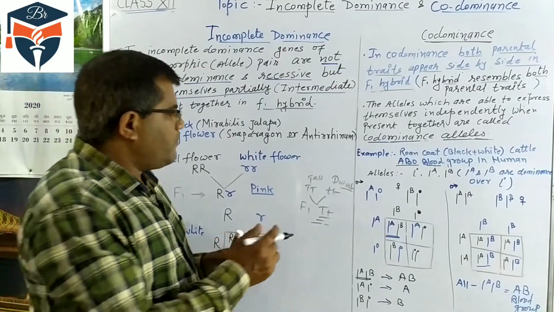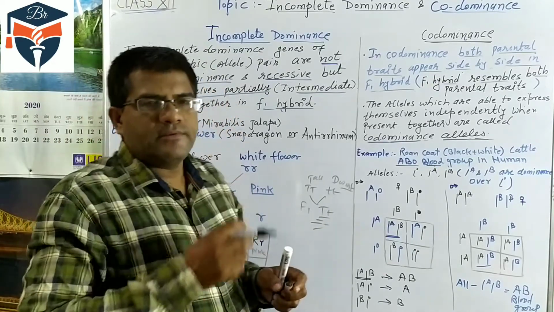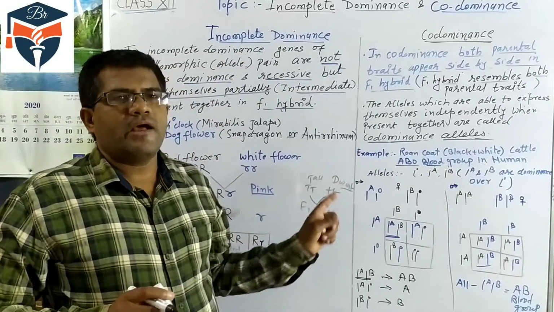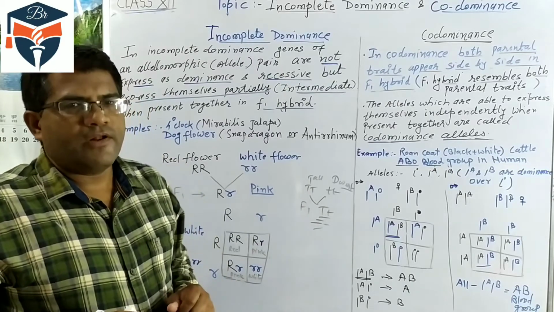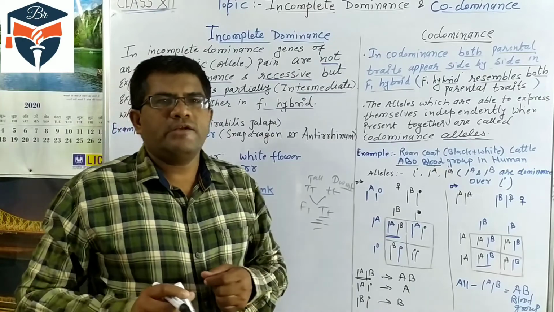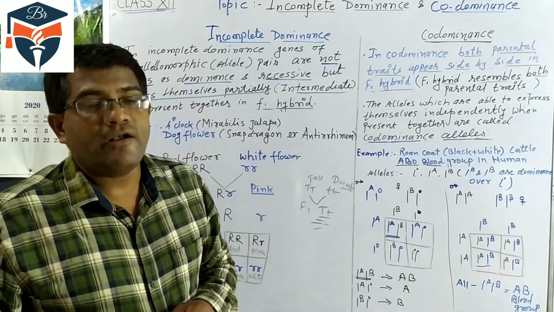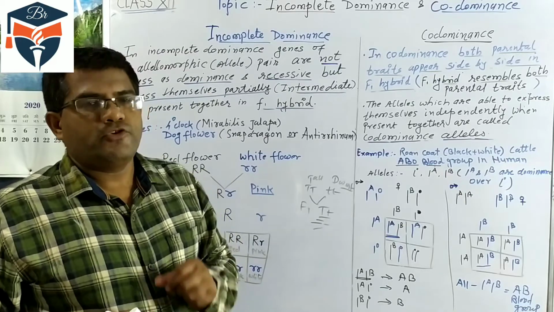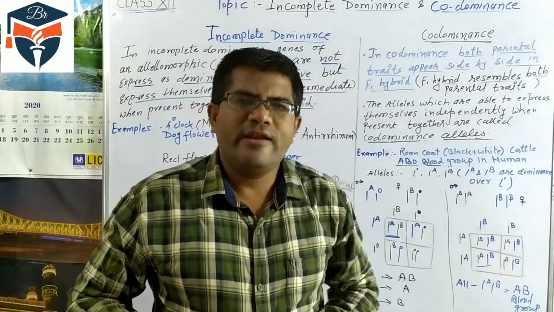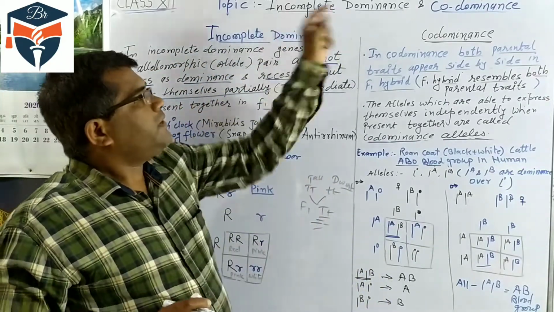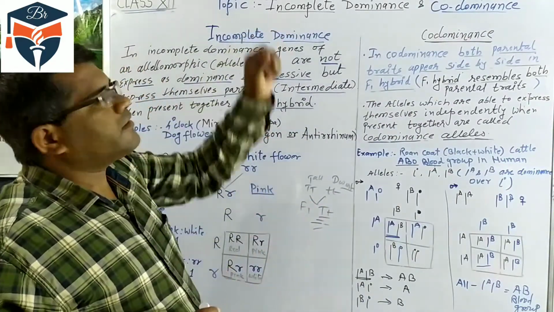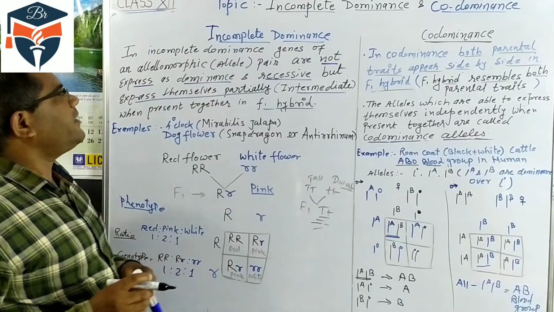Now there are some plants that do not give results like Mendel's cross. When two characters are crossed, the dominant character appears in the F1 generation according to Mendel, but there are some plants where the parental characteristics do not appear in the F1 progeny. So we are discussing two phenomena which do not follow Mendel's law: incomplete dominance and co-dominance. Students, what is incomplete dominance? First, we can understand the definition.